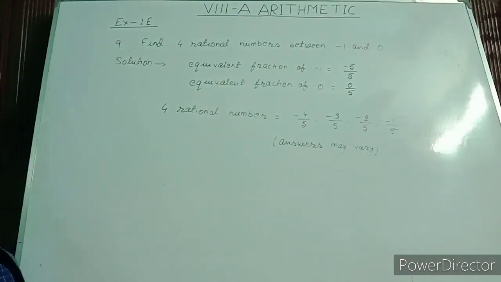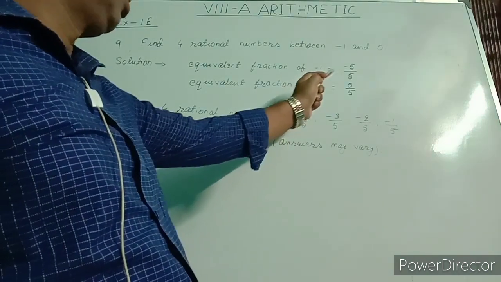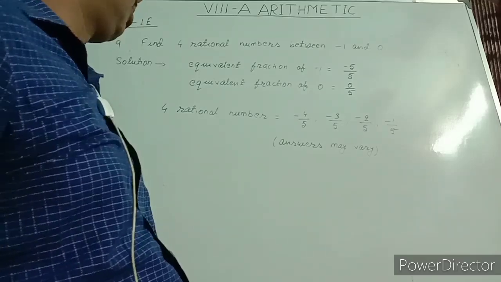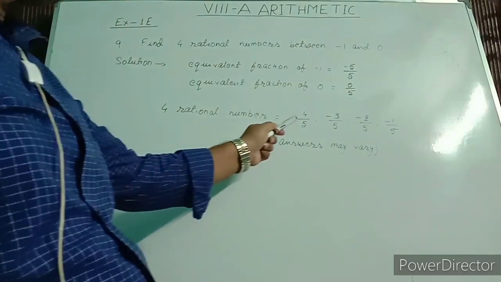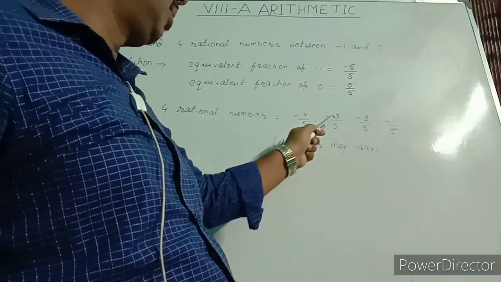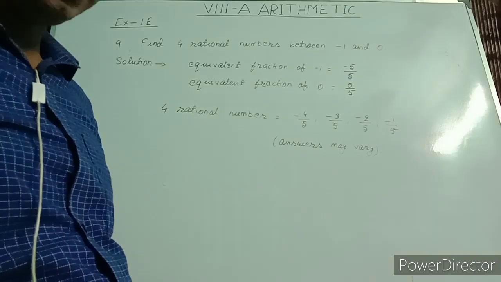Question number 9. Find 4 rational numbers between -1 and 0. Solution. Equivalent fraction of -1 is equal to -5 by 5 and equivalent fraction of 0 is equal to 0 by 5. 4 rational numbers are -4 by 5, -3 by 5, -2 by 5 and -1 by 5.